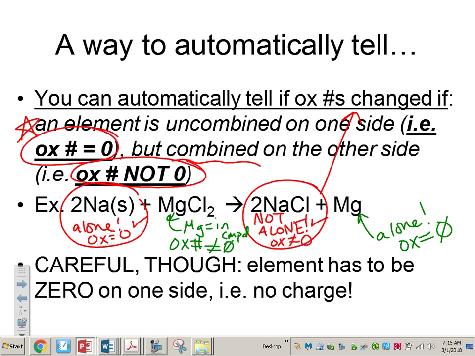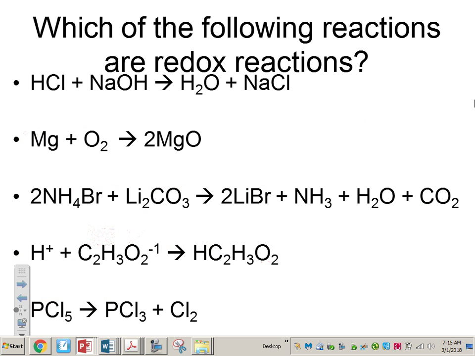But be very careful, though, because the Regents will try to trick you with this. The element has to be 0 on one side, i.e. no charge. And I'm going to show you what I mean by that with the next couple of examples. So, which of the following are redox reactions? This first one, HCl plus NaOH yields H2O plus NaCl. This is not a redox reaction. Notice that there are no elements that are completely alone, no elements that are completely by themselves. That is a really quick way to say that there is not going to be a change in charge.